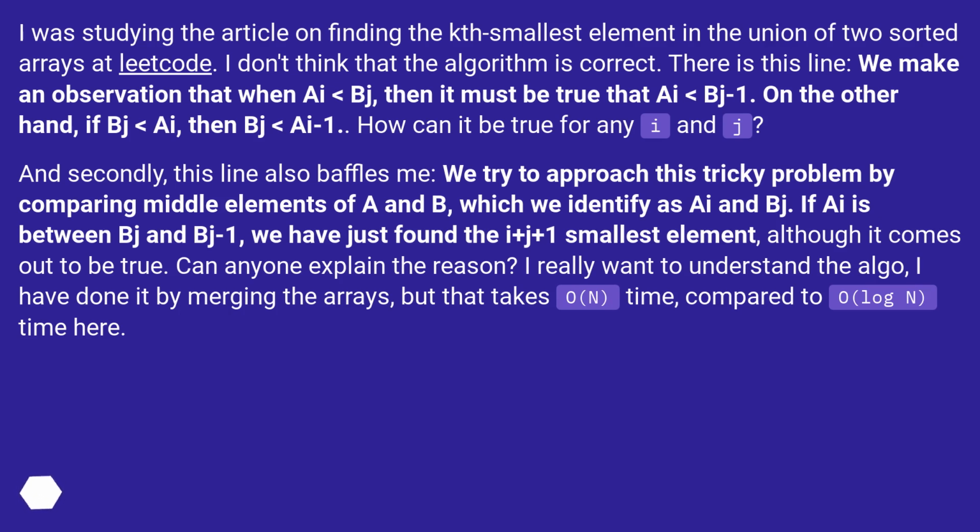There is this line: we make an observation that when ai is lower than bj, then it must be true that ai is lower than bj+1. On the other hand, if bj is lower than ai, then bj is lower than ai+1. How can it be true for any i and j?